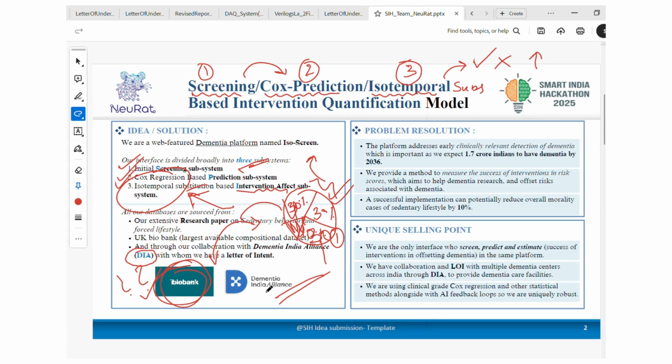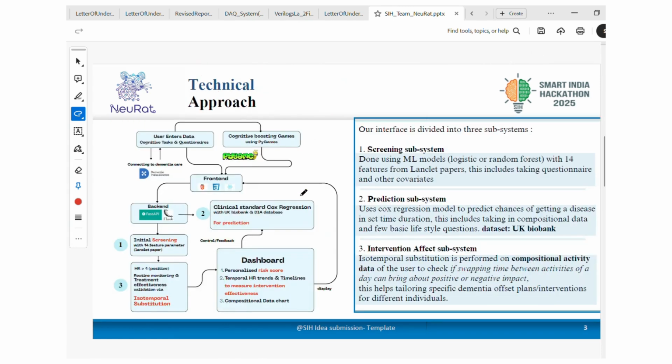And what makes it special is we have associated ourselves with the Dementia India Alliance. It's one of the biggest dementia care centers in India. We have access to promote the dementia centers and also connect our patients with the dementia center. So I think that is something very nice.